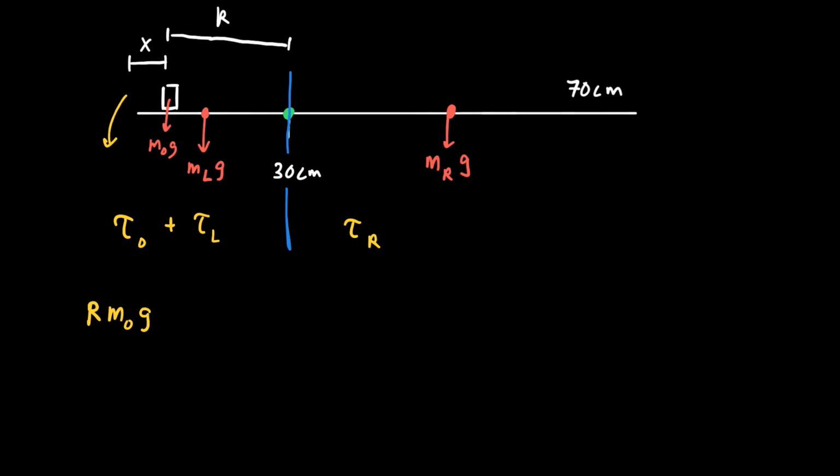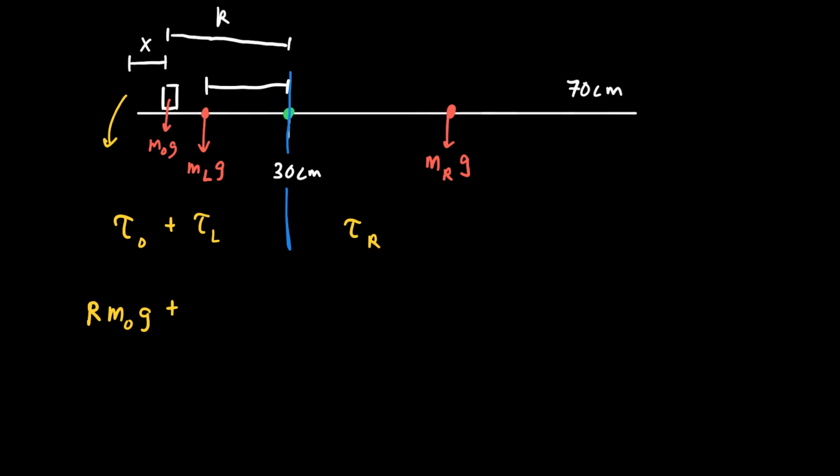Sine theta is still going to be sine of 90 degrees, equal to 1, for all three of these torques. The torque from the left side of the meter stick, we've got to be kind of careful. How far is it from the axis of rotation to the center of mass of the left side of the meter stick? We know exactly what that number is. It goes from here to here. It's half the length of the left side.